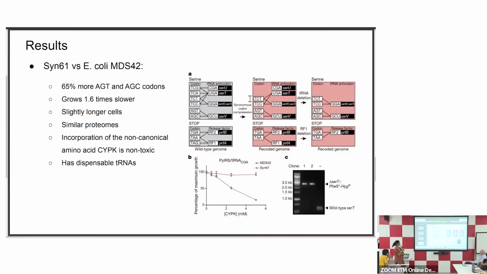recognized in the new genome. So the tRNAs which are responsible for translating this are required, which were originally essential in the original E. coli. And so some particular tRNAs which translate CYPK.